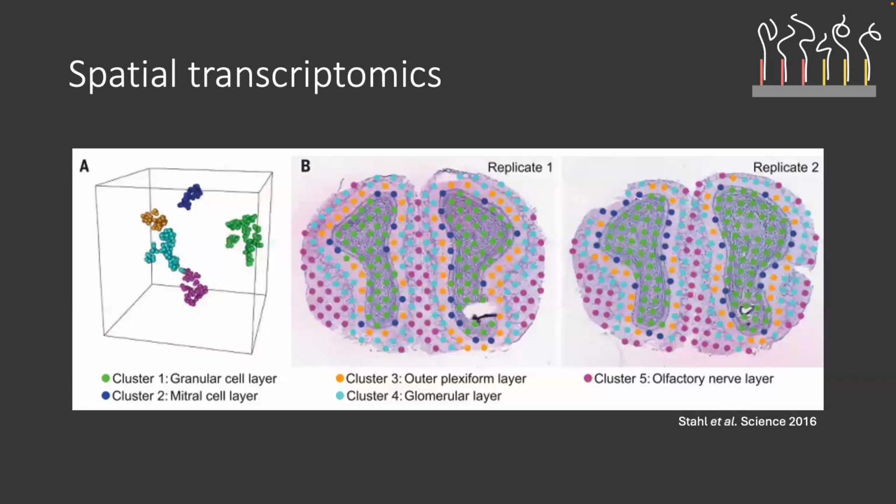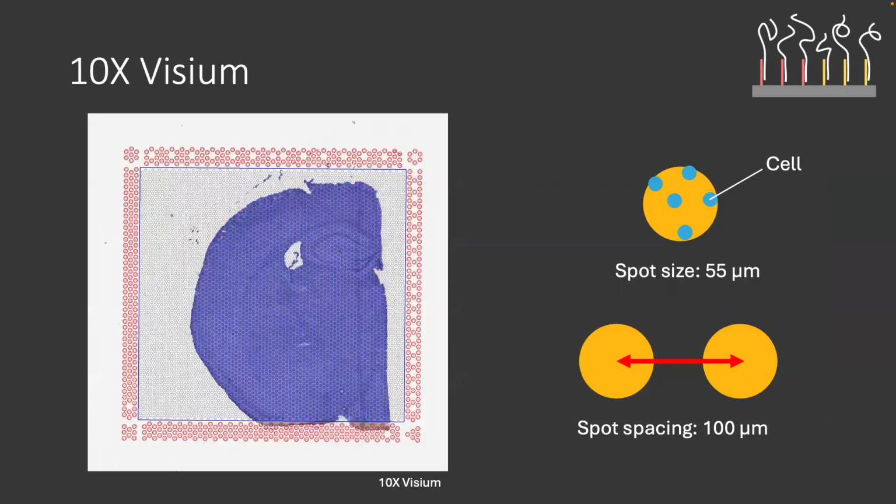This is a picture of the original publication where they applied this to the olfactory bulb of the mouse brain. So all these spots are a capture spot, and here they cluster them to show that they capture different regions of the tissue. This was quite quickly spun out of academia into a company called Spatial Transcriptomics, which was subsequently bought by 10x, which now named the platform Visium, which most of you are using.